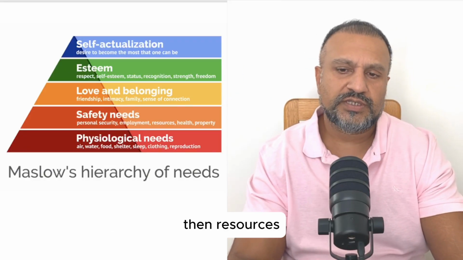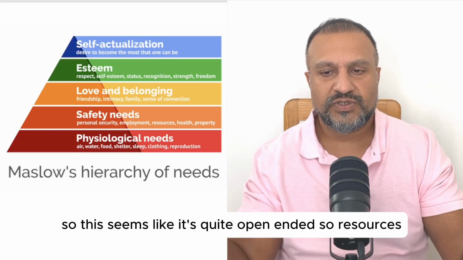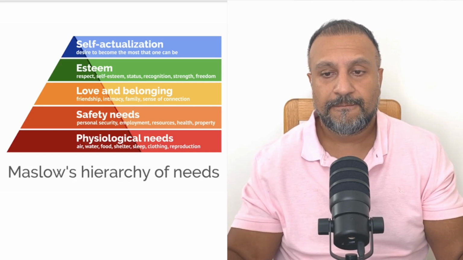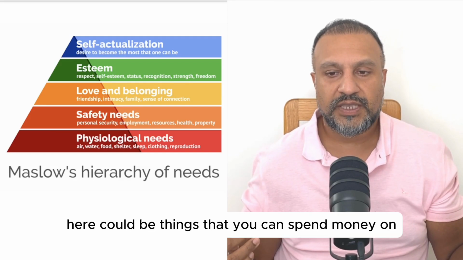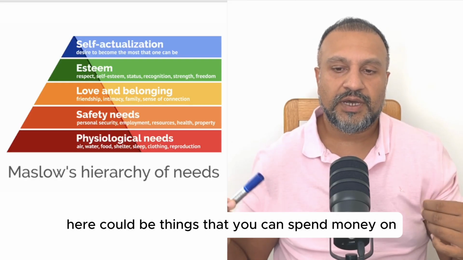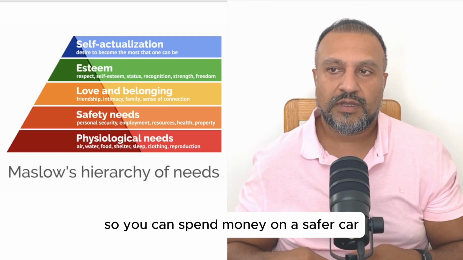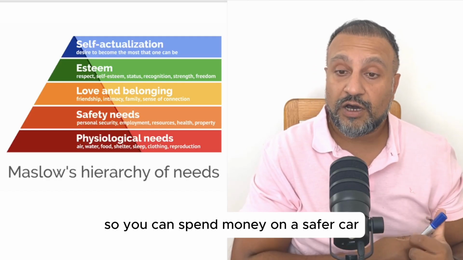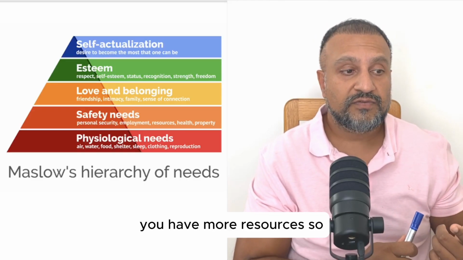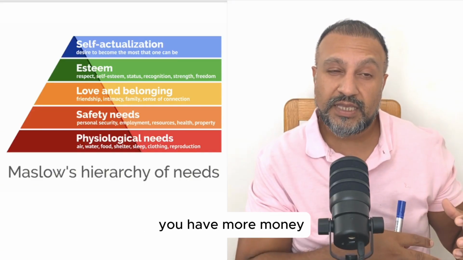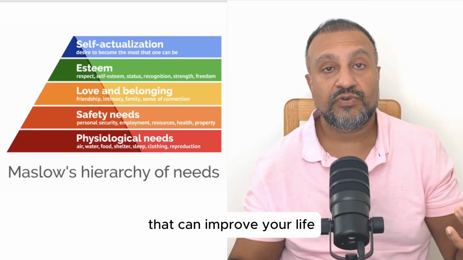Then resources. So this seems like it's quite open-ended. So resources, what kind of resources? Well, if we think about safety needs, resources here could be things that you can spend money on. So you can spend money on a safer car. You can spend it on education. You have more resources, so you have more money to spend on better quality of products that can improve your life.